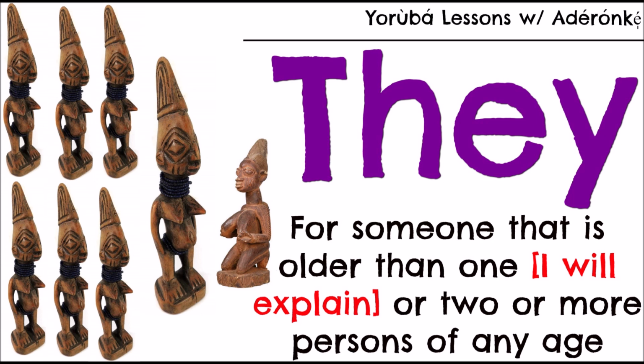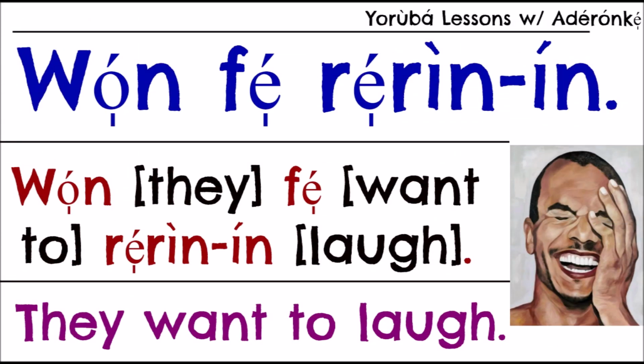That he or she equivalent for someone that is older than you is what I'm about to explain. So it could either be that you're talking about someone that is older than you, or you're talking about two or more persons of any age. They. The first example sentence: ọ̀ fẹ́ rẹ́rìn. Ọ̀ is they. Fẹ́ is to want to. Rẹ́rìn is laugh. They want to laugh. However, this "they" could literally be about just one person.